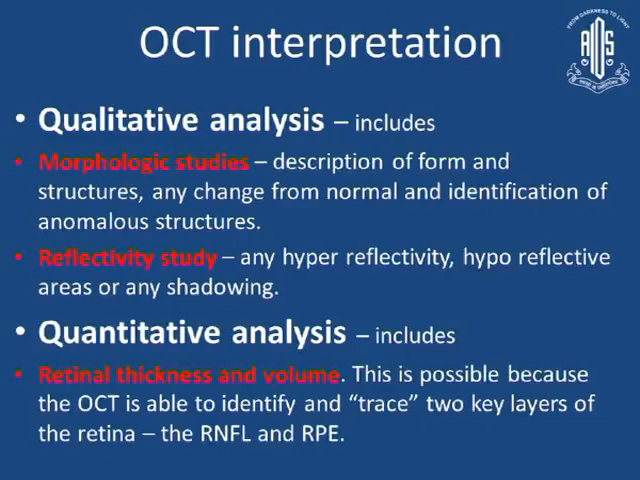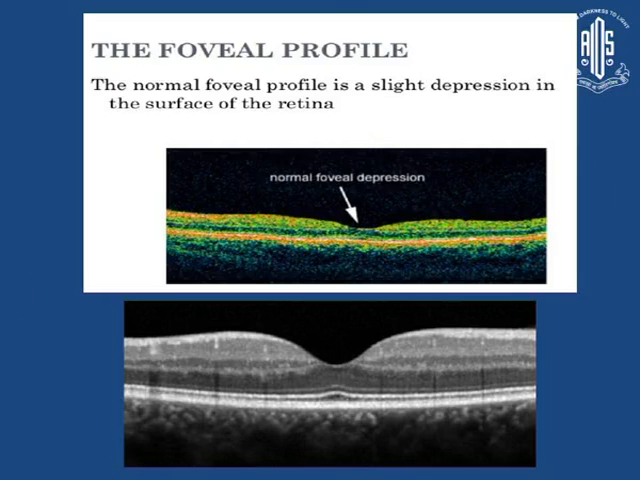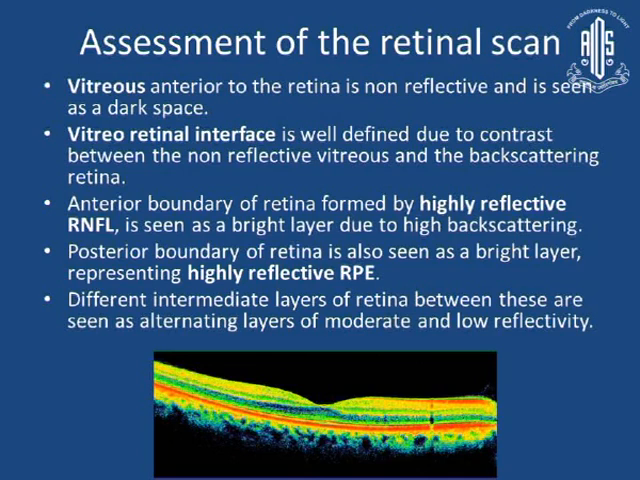First of all, we do a qualitative analysis where we study the different layers, any alteration in their form, any anomalous structures, any difference in reflectivities, any hypo or hyperreflectivity, and then a quantitative analysis in which we see the thickness and the volume. So this is how you see a normal macular OCT, where you will see a central foveal depression. You get a very clear-cut retinal profile because the anterior and the posterior layers are very highly reflective. So you're able to get a very clear-cut scan.